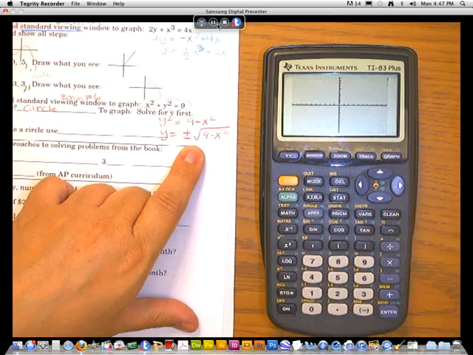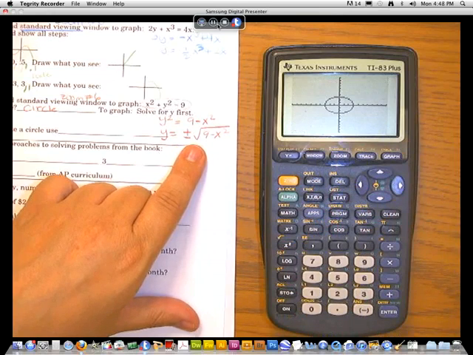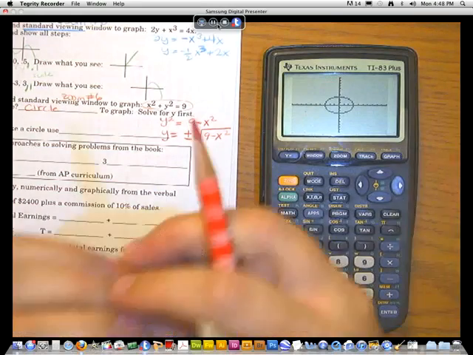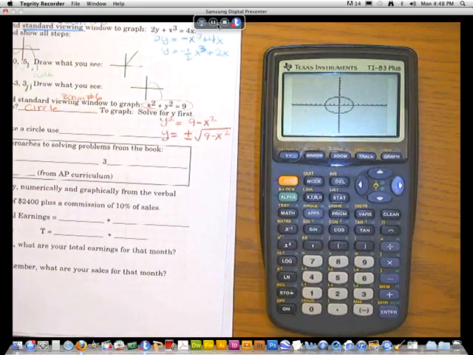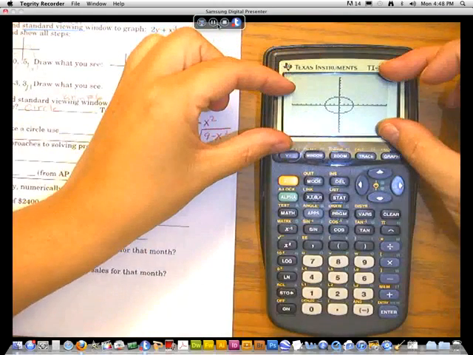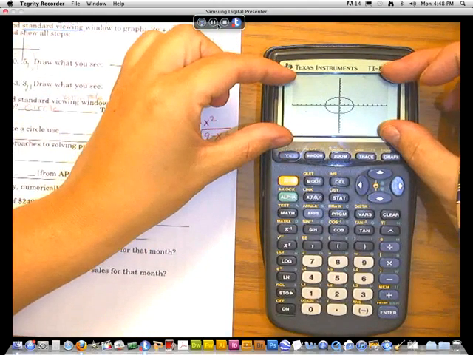When I graph this, it doesn't really look like a circle. It looks more like an ellipse. And the reason for that is because of the stretching of the 10 by 10. This is a rectangular screen, not a square screen.